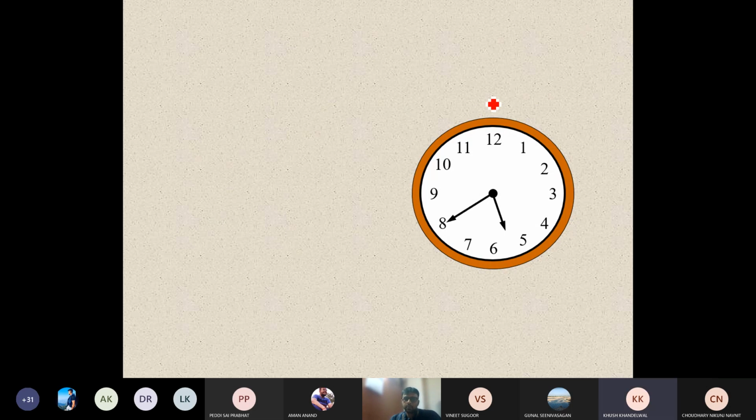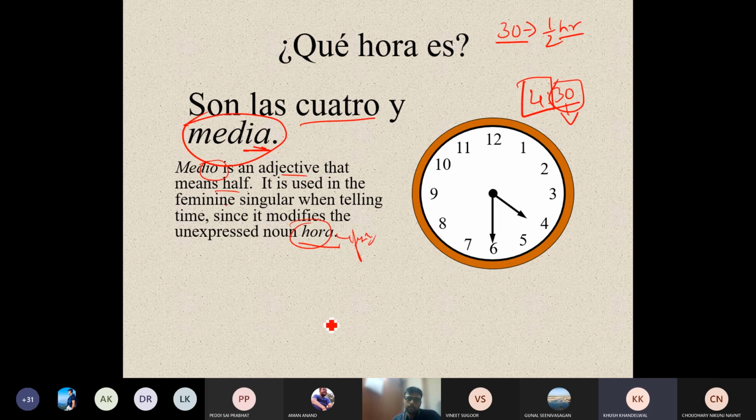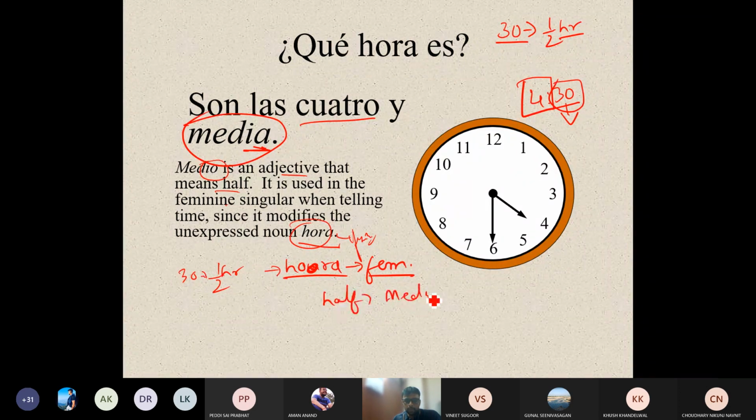Now then the next situation here. Sir, can you again explain the half part? Why media, not medio? Yeah, because I told you 30 is how much? Half of an hour. Hour in Spanish is hora. Hora is which type of noun? Feminine noun. Okay, so the word for half in Spanish is basically medio. But here this medio is referring to this particular hour, which is feminine. So that is why this adjective will become media. Is it fine? Yes, sir.